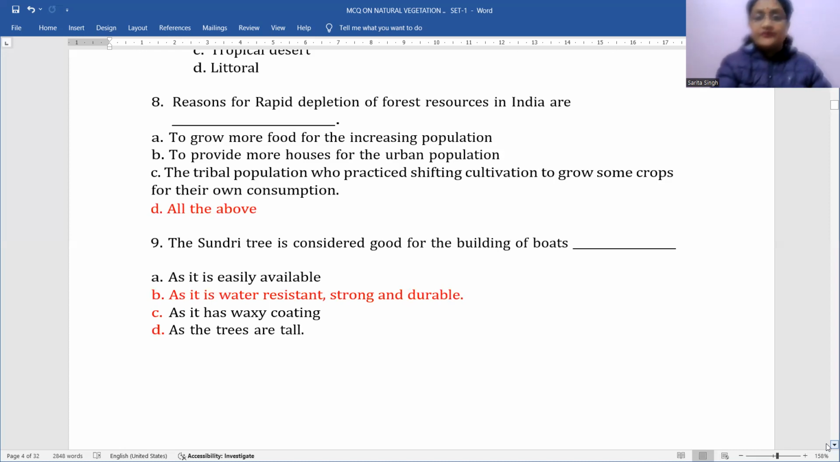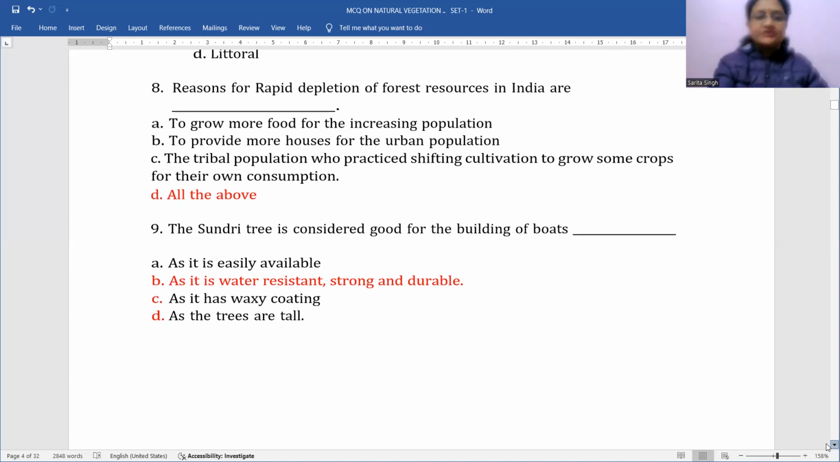To grow more food for the increasing population, to provide more houses for the urban population, the tribal population who practiced shifting cultivation to grow some crops for their own consumption. I think all the three have to be there, right? So option D will work here, right? What is option D, children? It is given all the above. That means D is correct, because all the three conditions are working.